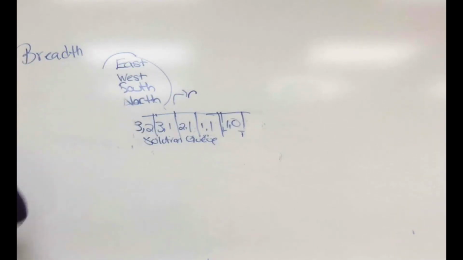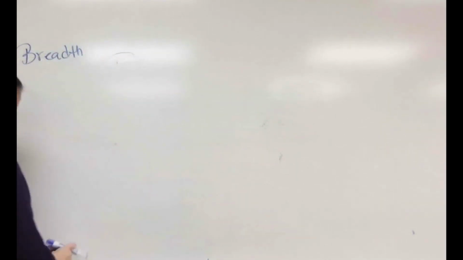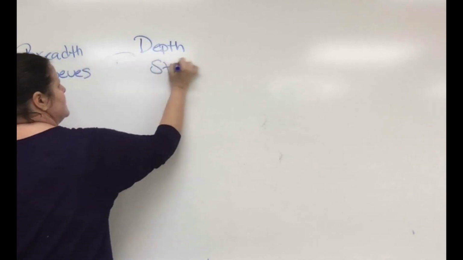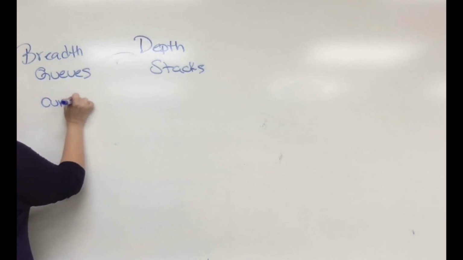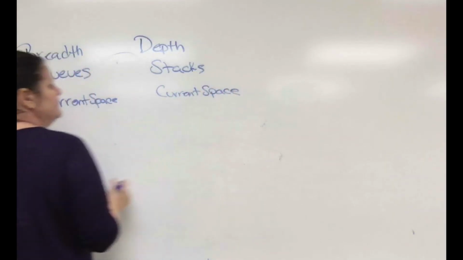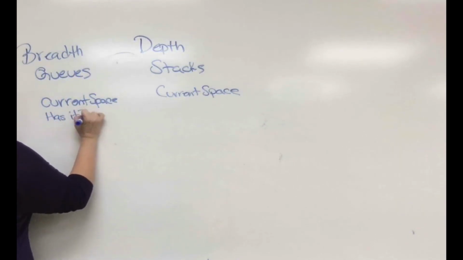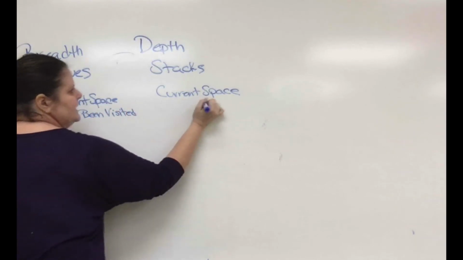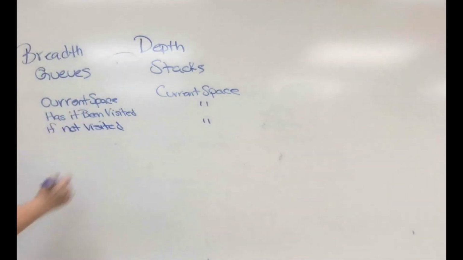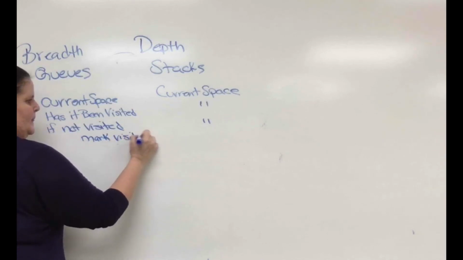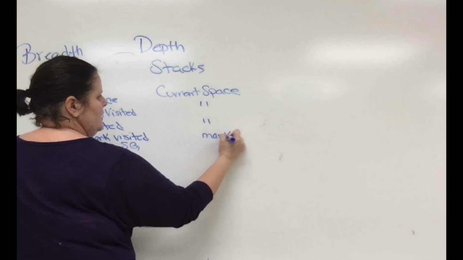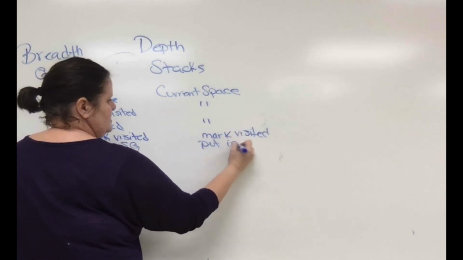So, if we look at the algorithms, they're pretty much the same. Breadth and depth, they're called. This one uses queues. This one uses stacks. We have a current space. Same with over here, current space. Has it been visited? Same thing. If it's not visited, we're going to mark visited, put in solution queue. Same over here. Mark visited, put in solution stack.